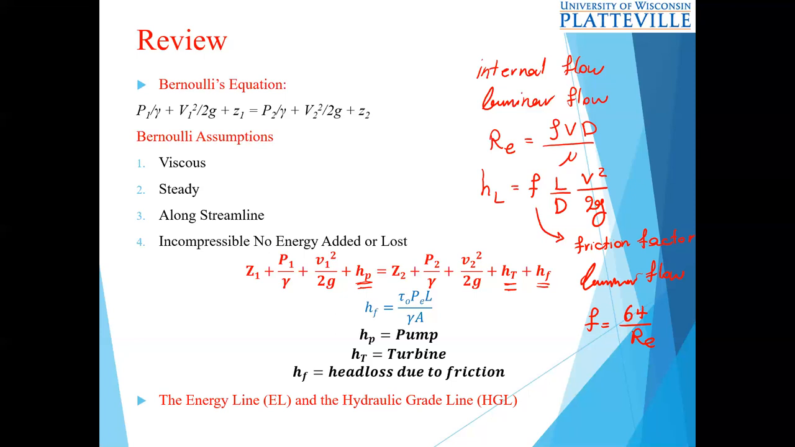What else we learn? You have your lab memo about energy line and hydraulic grade line. So what is energy line? The summation of pressure head plus velocity head plus elevation head is energy line. And the hydraulic grade line, if you just subtract velocity head, you have hydraulic grade line. All right, this is all we learned so far.